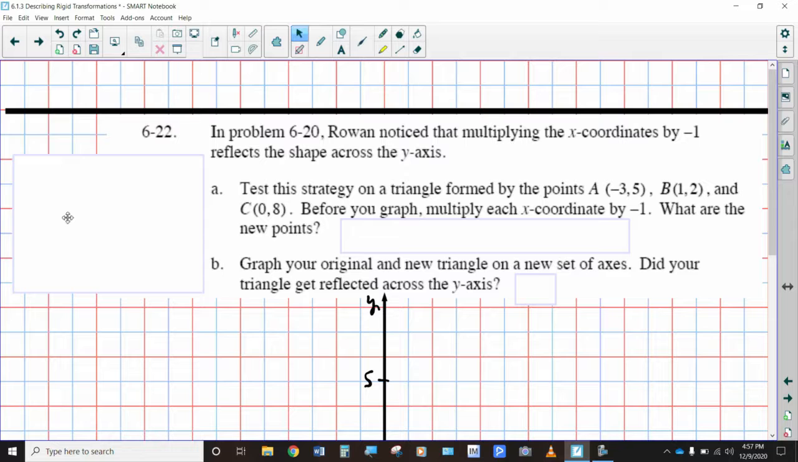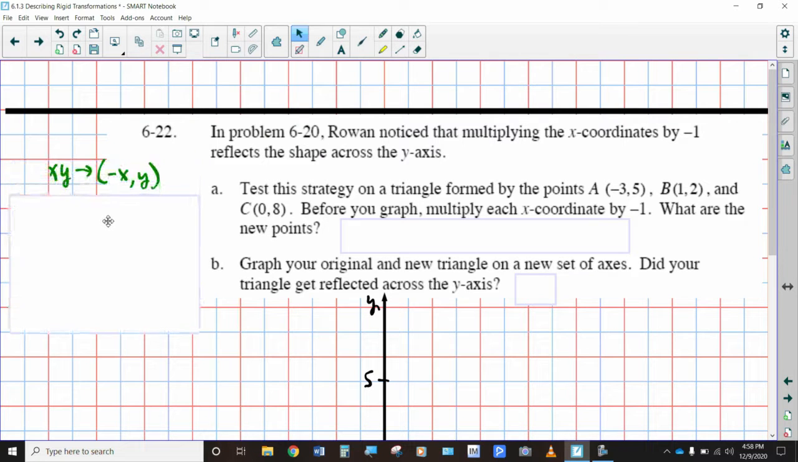All right, so now we've got a problem where Rowan noticed that, in problem 620, multiplying the x coordinates by -1 reflects the shape across the y-axis. Test this strategy on a triangle formed by the points where A is at -3, 5, B is at 1, 2, and C is at 0, 8. Before you graph, multiply each x coordinate by -1. What are the new points? Please copy these down, and change each x coordinate to its opposite, but y stays the same. Go ahead and pause and get this taken care of.